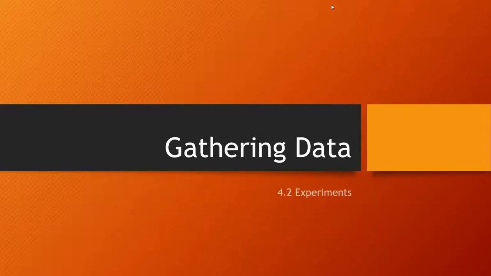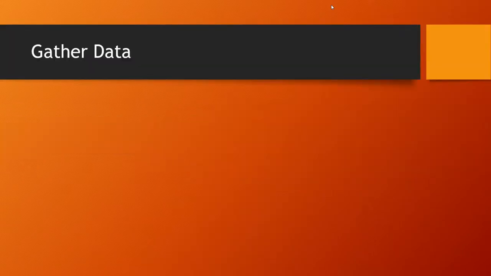Okay, we're going to talk about gathering data, and this is section 4.2 in the books, specifically about experiments. But first let's talk about all the ways we're going to gather data. First one is an observational study. This is where we just sit back and observe something that's happening.